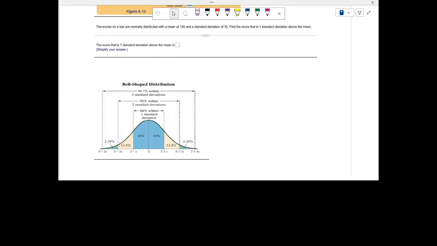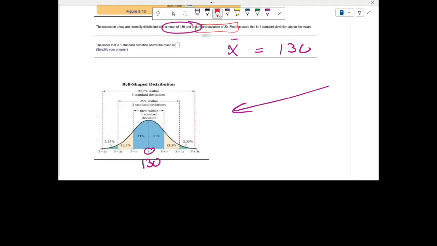Okay, so y'all, what I have right here, I have the same chart that we were kind of looking at, right? So y'all, remember, X bar is my mean score, which is 130. So right here in the middle, right where that little X bar is, right underneath it, I'm going to write down the number 130, okay? The second thing it tells me is that my standard deviation is 30, okay? So we want to find a score that is one standard deviation above the mean. When it says above, y'all, that just means more.